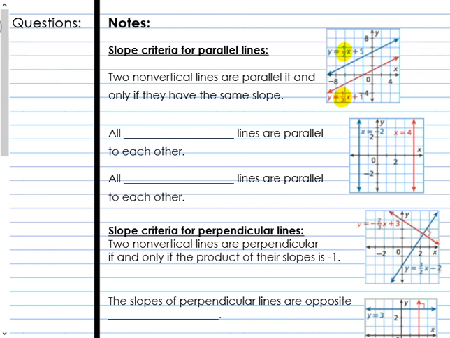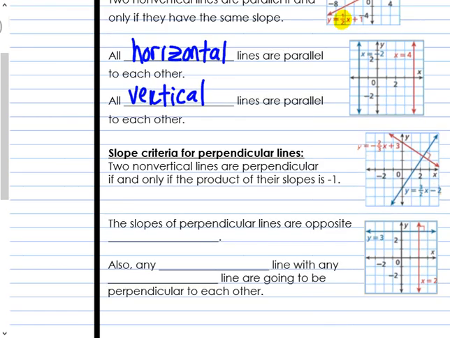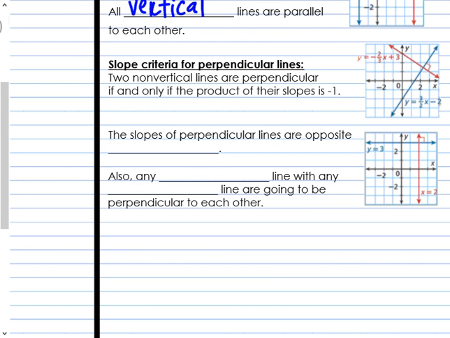Next point, all horizontal lines are parallel to each other. That should make sense. If they run east to west, no matter how close they are, how far apart they are, they are all parallel to each other. And the same thing is true about all vertical lines. They are also parallel to each other. All north to south lines are parallel to each other. So parallel lines are pretty easy to spot, maybe a little bit more so than perpendicular lines.